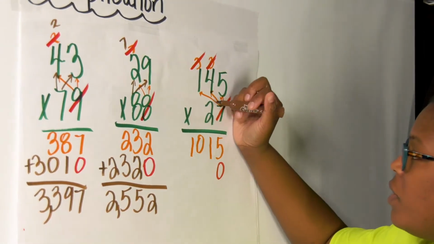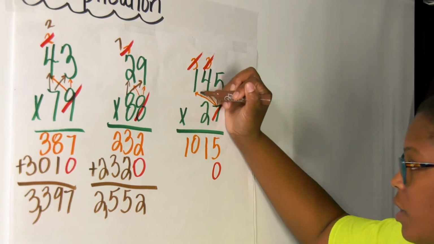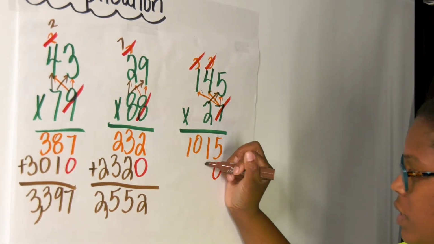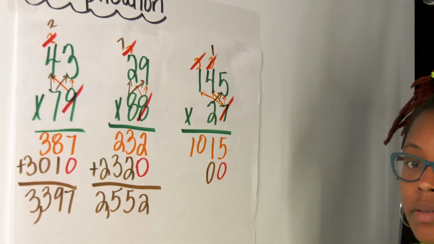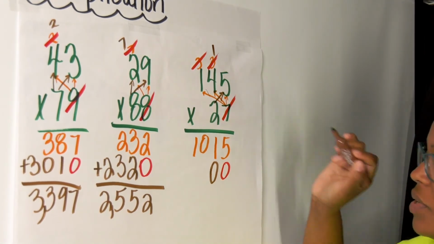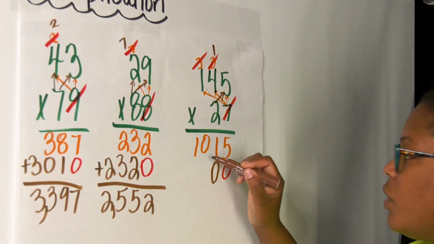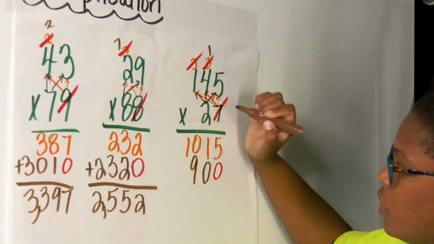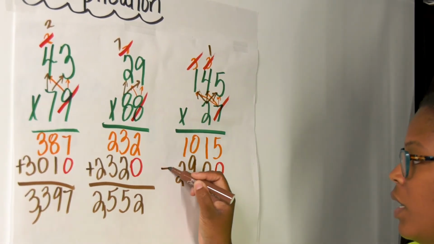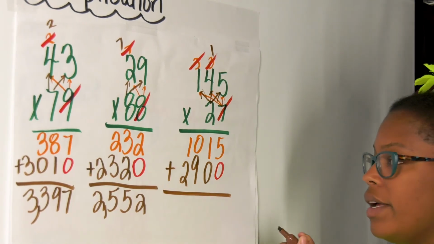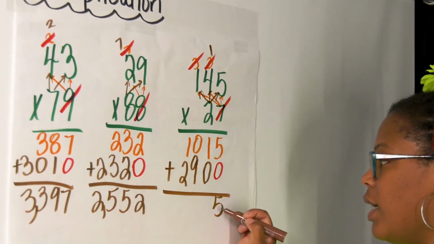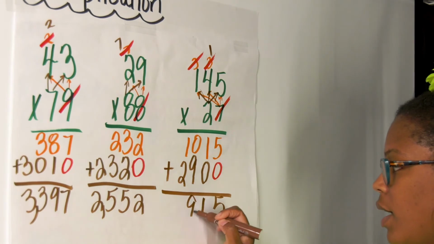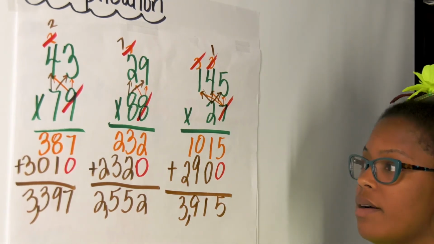Okay, so now we're going to multiply this 2 by everything at the top. 2 times 5 is 10. 0 carry the 1. 2 times 4 is 8. 8 plus 1 is 9. Sorry. And then 2 times 1 is 2. Then we're going to add those numbers together. 5, 1, 9, and 3, and put our comma.